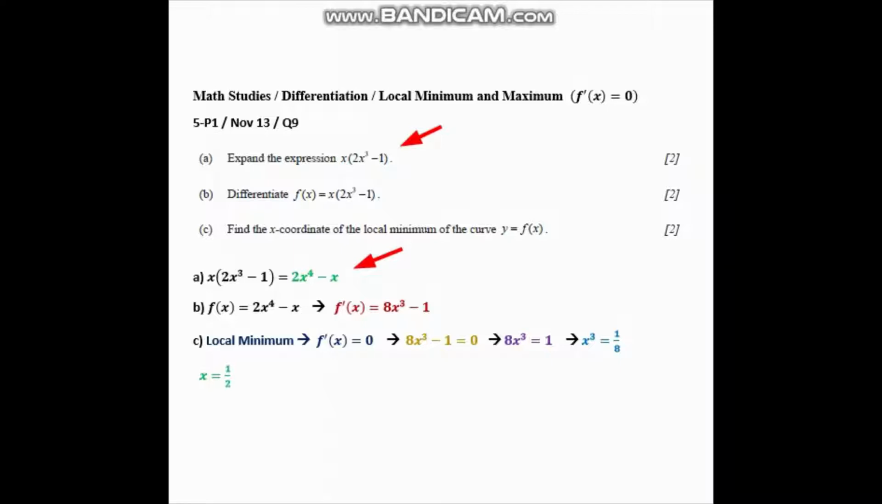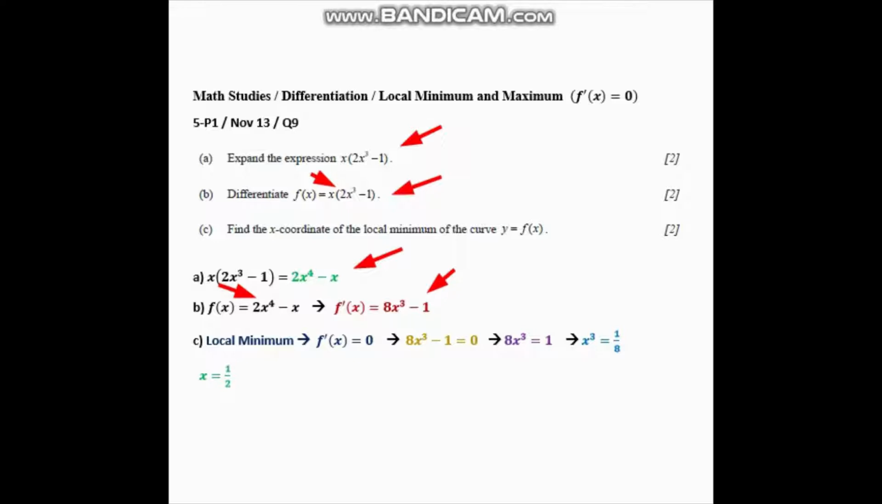Now in question B, I'm required to differentiate f of x equals x times 2x cubed minus 1. I cannot do so unless I use the expanded form. So instead of writing f of x down as x times 2x cubed minus 1, I've chosen to write it down as 2x power 4 minus x. This shall help me differentiate. So the derivative of this black expression is 8x cubed minus 1, and this is pretty straightforward.